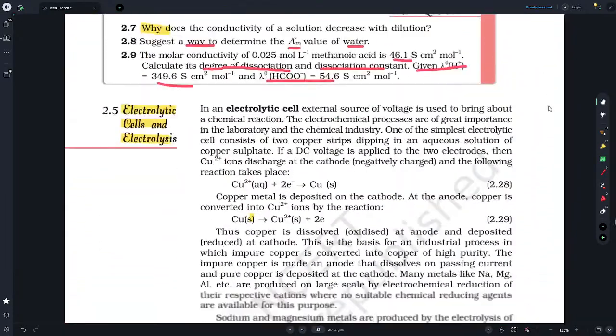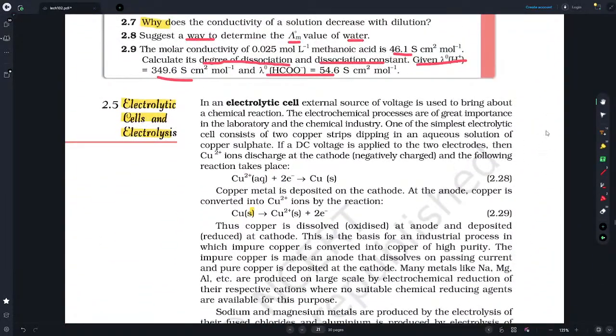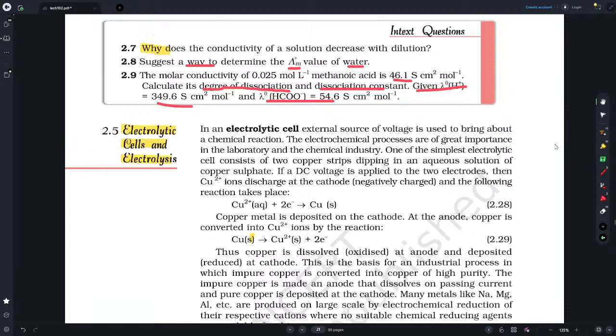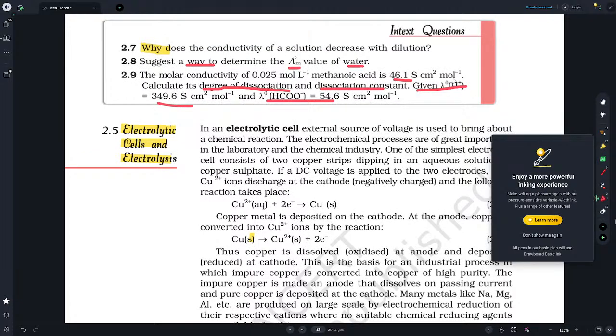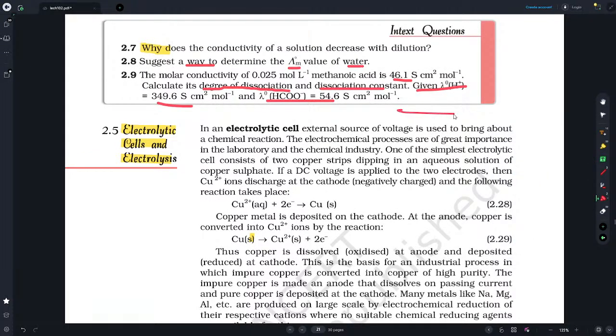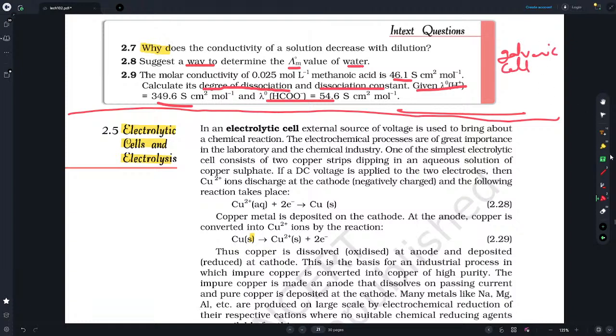Let's directly go to the topic we left yesterday. Now, what we studied up to this point is about galvanic cells. Now we will start electrolytic cells and electrolysis.